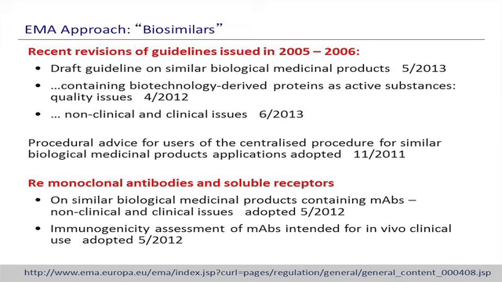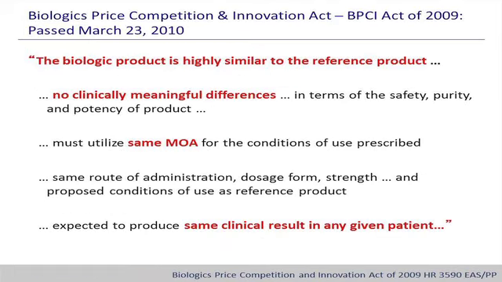So EMA has regulated biosimilars for a long time, since 2005, 2006, and they revised their guidelines. And then in 2012, they actually issued a new guideline specifically for monoclonal antibodies because there had not been a monoclonal antibody biosimilar prior to that time. And we talked about the Affordable Care Act and how it defines a biosimilar, so it has to have no clinically meaningful differences, same mechanism of action, same clinical result in any given patient.